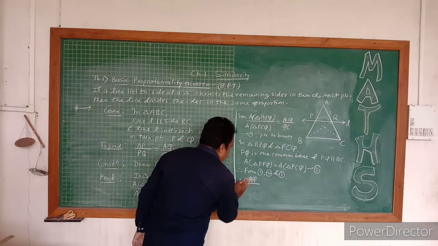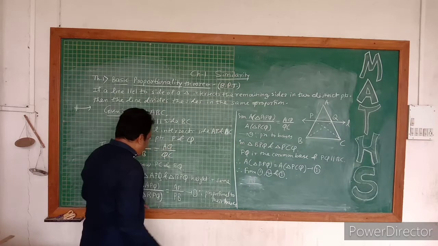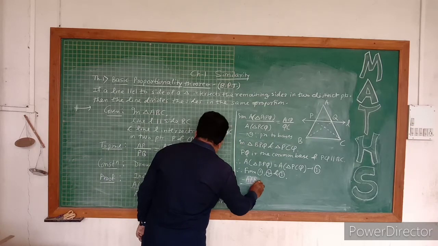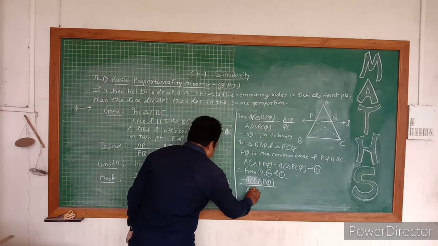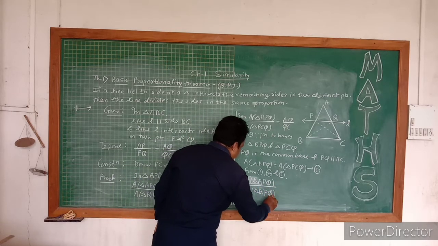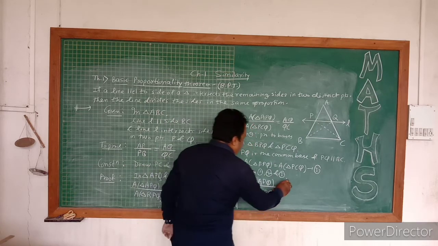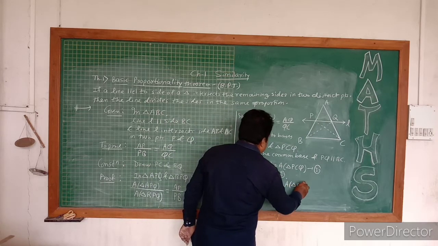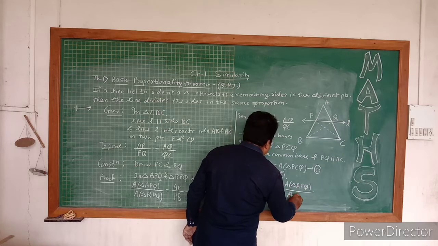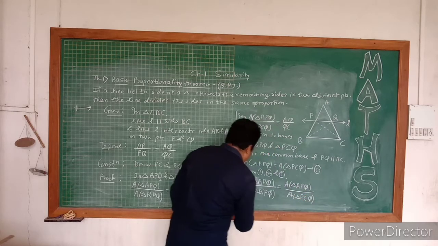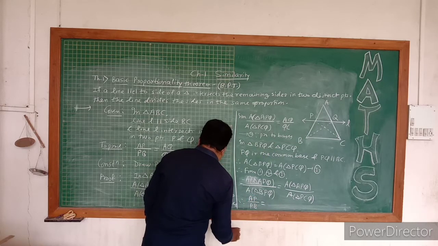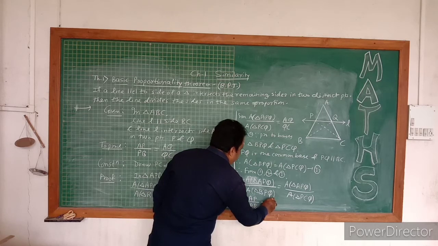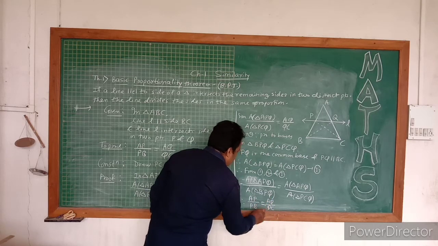Before that, one step. Therefore from 1, 2 and 3, area of triangle ABQ divided by area of triangle BPQ, one more step I am taking, is equal to area of triangle ABQ divided by area of triangle BCQ. And then you have to write therefore AP upon PB is equal to AP upon QC. This is proved.